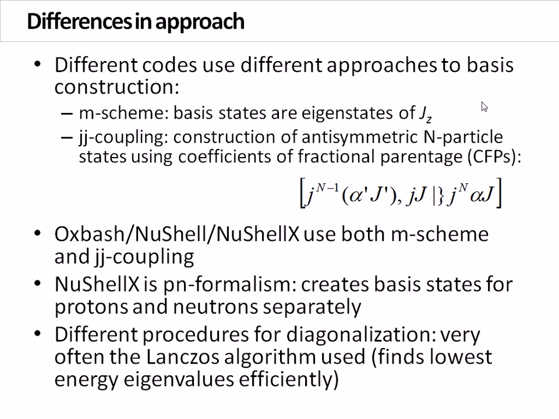But it means that certainly in terms of the heritage of interactions that have been generated over the years, you need to be quite careful about the sort of truncations that you might use, because you can't do quite the same truncations in PN formalism that you can do in isospin formalism. But I'll come on to that again later. And different procedures in general are available for the diagonalization, which is the most computationally intensive part. But usually this Lanczos algorithm is used, which quite efficiently finds the lowest energy eigenvalues. Although the more eigenvalues that you want to find, the longer and longer the process will take.